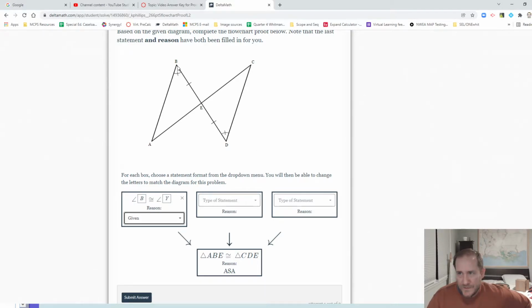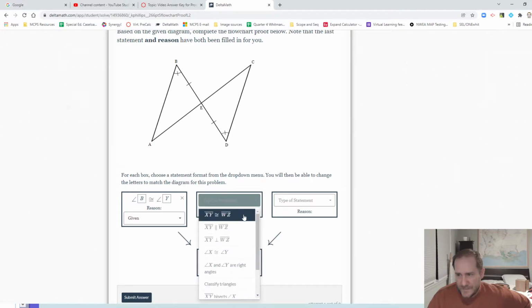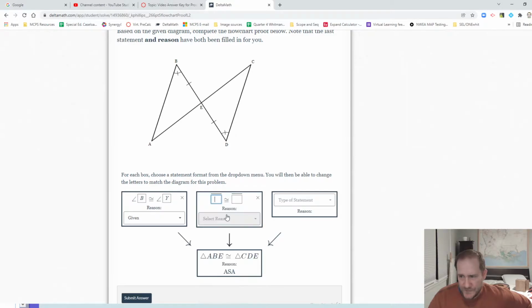Now the next thing we know is that these segments are congruent, BE and DE. So click and find the one where they're showing congruent segments. It's the first one at the top, so select that. And then type in BE congruent to DE. And the reason is given again.